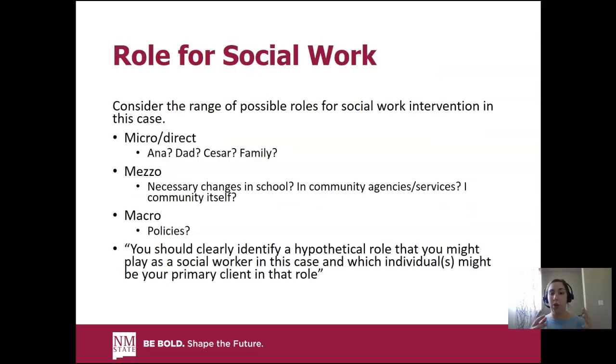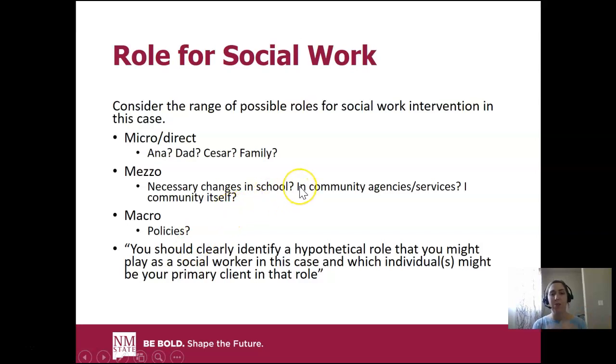And again, on this one, we're going to choose our role. Lots of different potential roles. I might be a mental health provider working with mom. I might be a mental health provider working with the family. I might be a mental health provider working with Cesar, addressing the anxiety. I might be a school social worker working with Cesar, addressing the challenges he's having in schools.